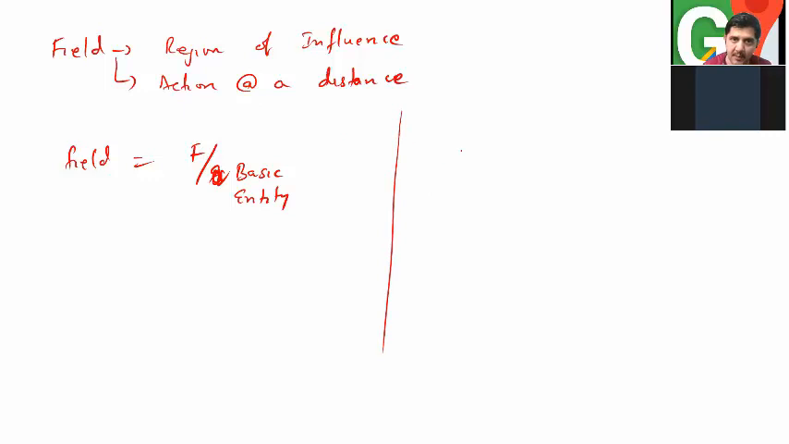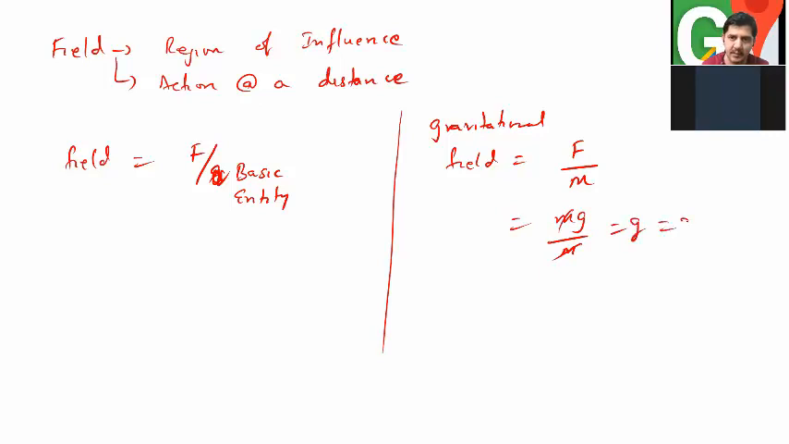Now, let me first start with gravitation. I'm going to compare it with gravitation. In case of gravitational field, you write this as force divided by the basic entity that creates a gravitational force, which is nothing but mass. Force by mass. We already know that force is equal to m into g, divided by m is nothing but g. So what you call 9.8 meter per second square, which you call acceleration due to gravity, is indeed the gravitational field that you are describing. The gravitational field due to Earth is seen to be 9.8 meter per second square. That's the way you define it here.